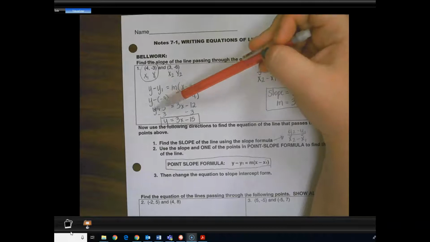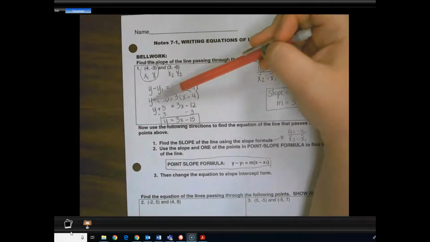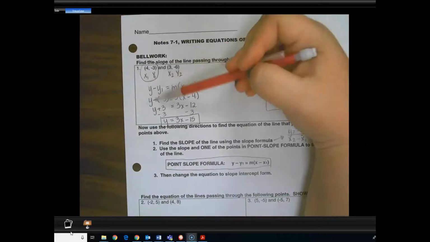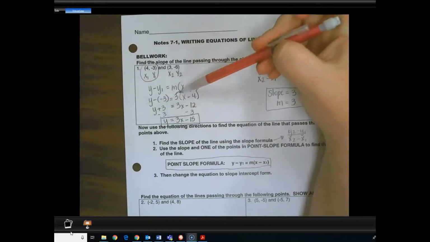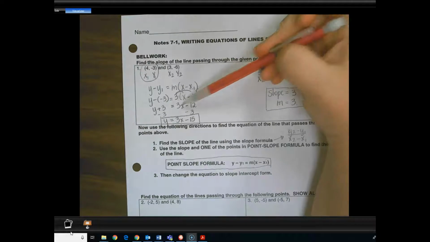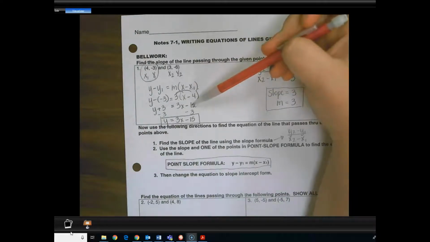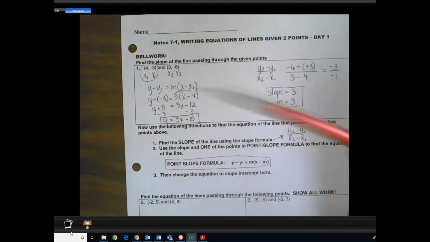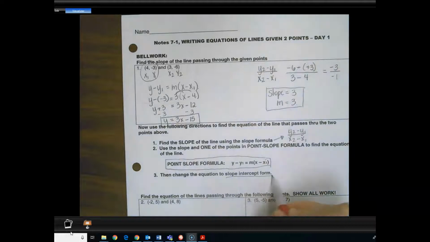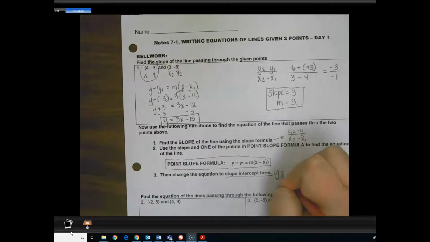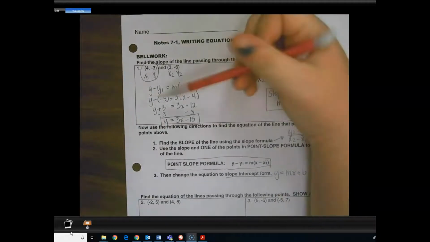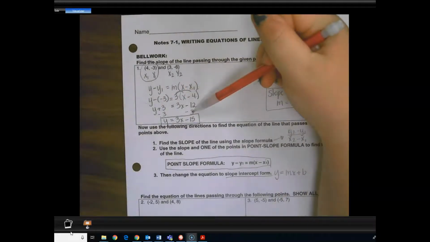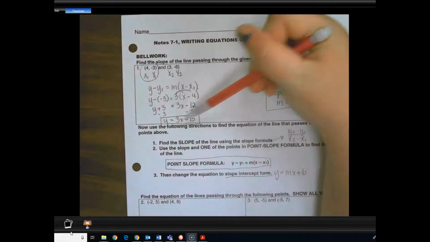From here, I added a line, changed the sign, which made it y plus 3. Distributed, got 3x minus 12. Remember, my whole point of slope-intercept form, let's write that down in case we forgot it, is y equals mx plus b, so we're trying to get that y by itself. So I subtracted 3 from both sides to get y equals 3x minus 15.